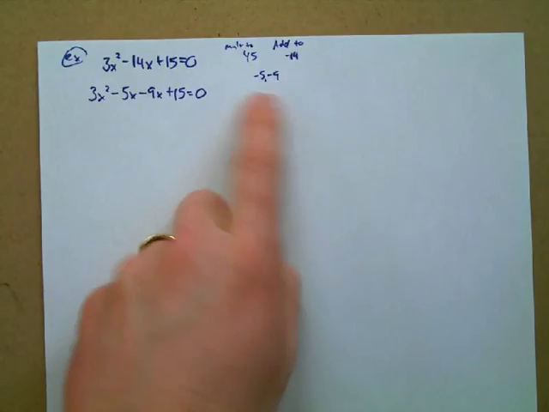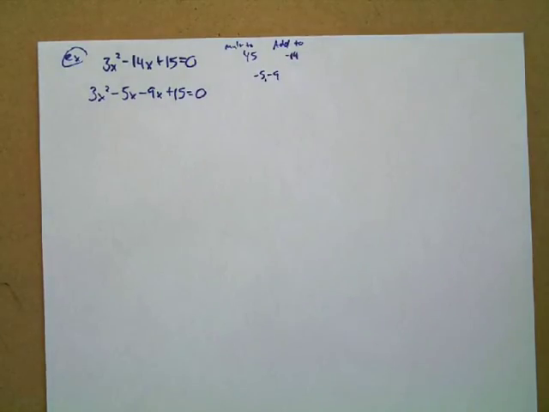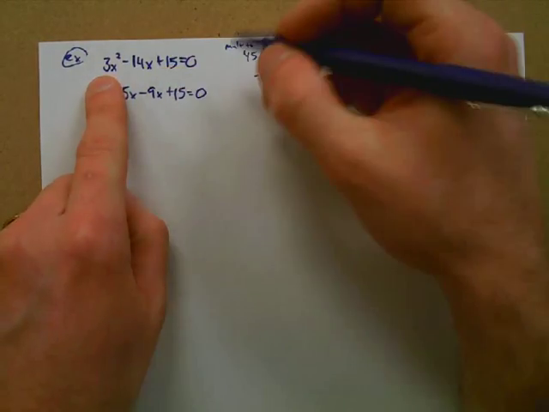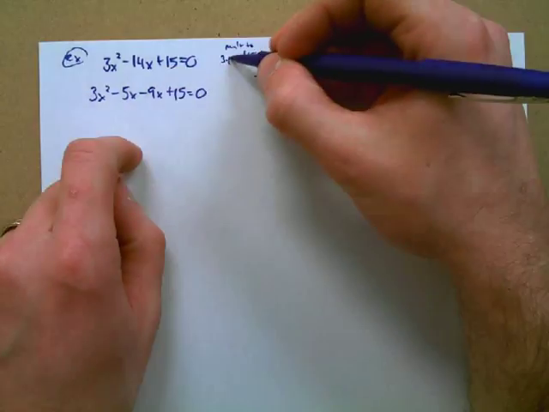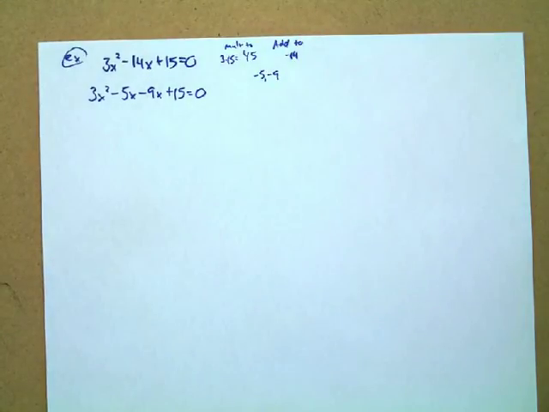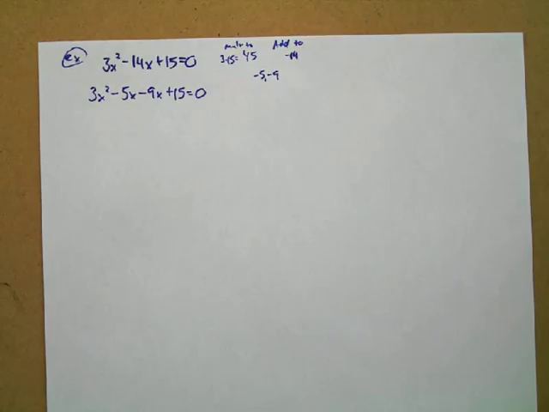No, we factor by grouping. Group together the first two terms, group together the last two terms. Okay? What can we factor from those first two terms? An x. What can we factor from the second two terms? A 3. And I'm going to factor out a negative 3.